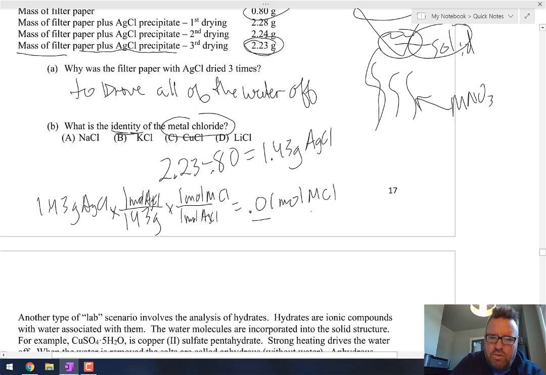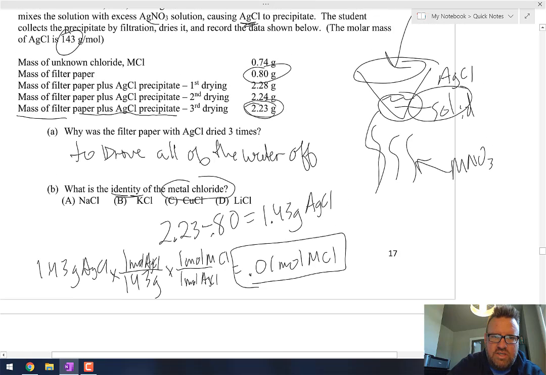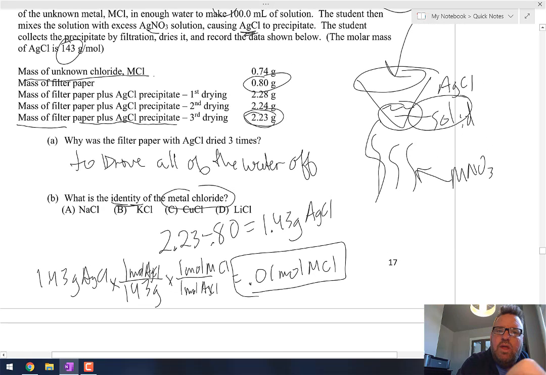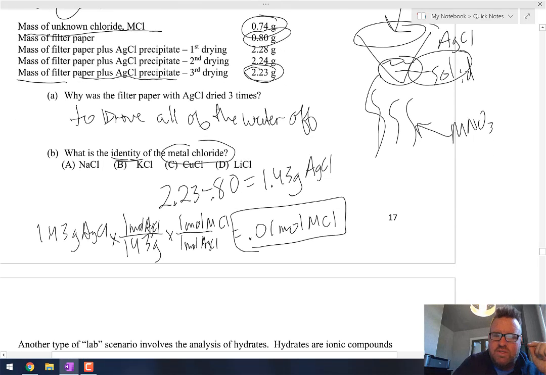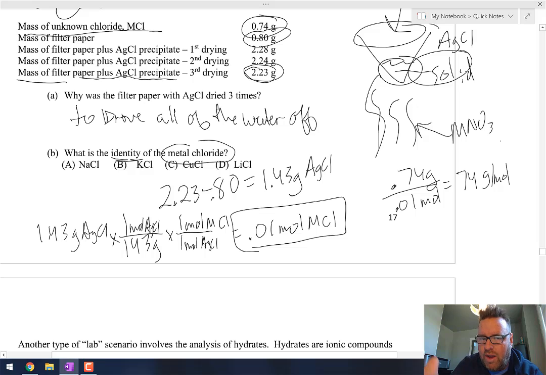Okay, well, I know the moles of MCl. Man, if I just knew the mass of MCl that I started with. Oh, hey, what do you know? You do. The mass of MCl is 0.74 grams. And so molar mass is 0.74 grams divided by 0.01 moles. Oh, look, grams over moles equals 74 grams per mole. No calculator needed there.